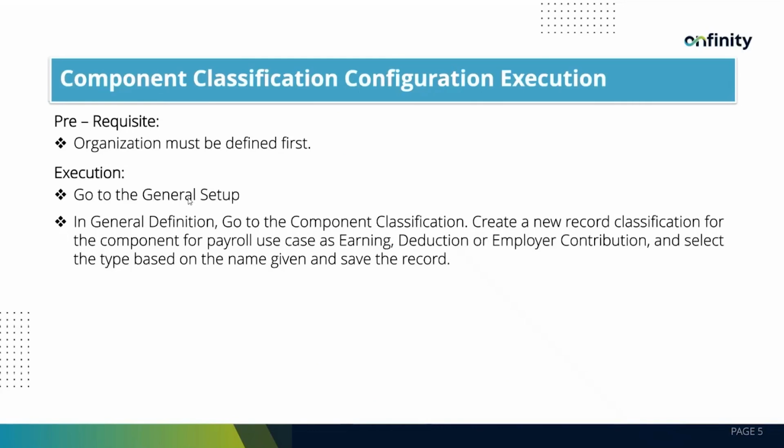To follow these steps, go to General Setup. Under General Definition, open Component Classification. Click to add a new record. Enter the name as Earning, Deduction, and Employer Contribution. Save the record.